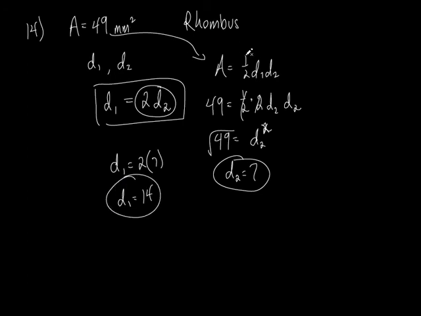Just have to understand what that means. The hardest part was understanding that D1 was equal to twice D2. That thing in the box right there, in my opinion, was probably the toughest part of that problem. So make sure that you understand how to do that. Alright, let's do number 15.